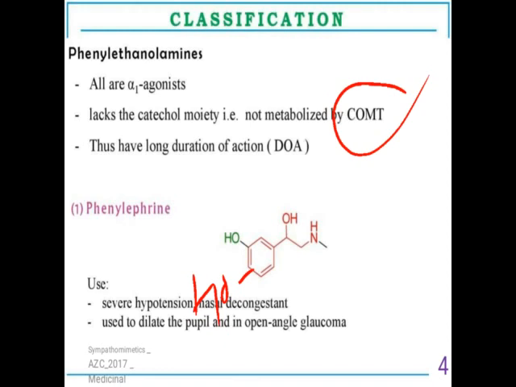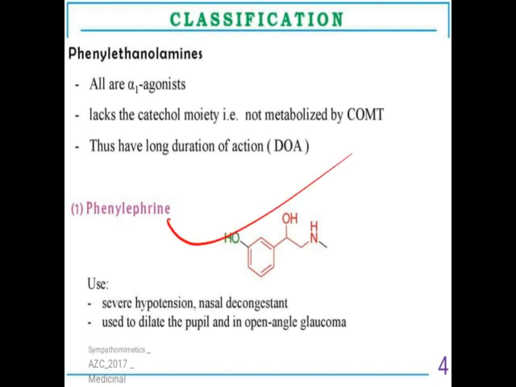So this is the structure. This is the structure of phenylephrine. It is generally used in hypotension as well as a nasal decongestant, as it is an alpha-1 agonist. It is also used to dilate the pupils and in the treatment of open angle glaucoma.